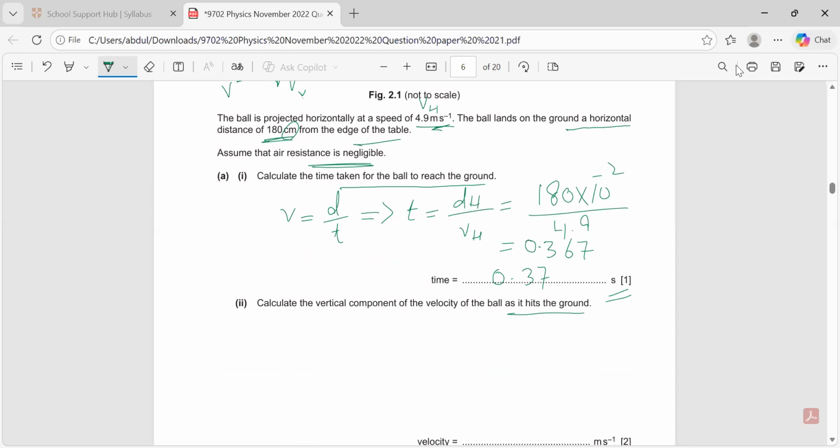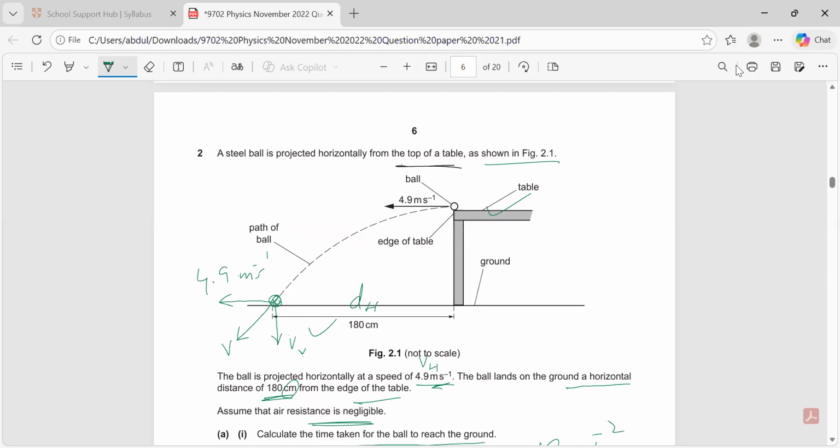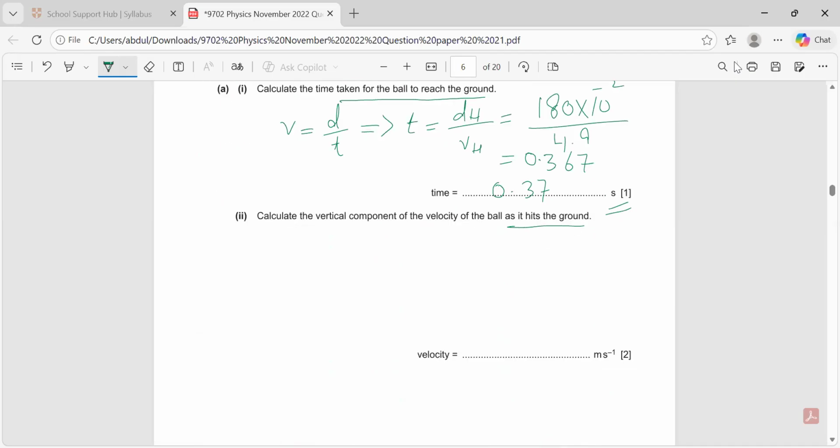See, when it started to fall down from this top table, the initial velocity along the vertical was 0. So initial velocity along the vertical is 0, so I'm writing u is equal to 0. Then, my dear friends, acceleration will be equal to g, that is 9.81 meters per second square. Then time we have just calculated, that is 0.37 seconds. And what we need to calculate? Velocity along the vertical we need to calculate.